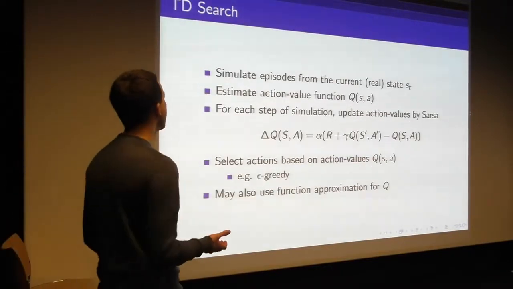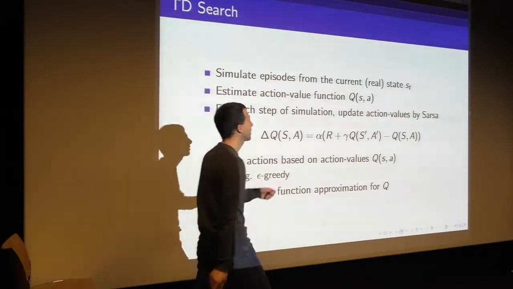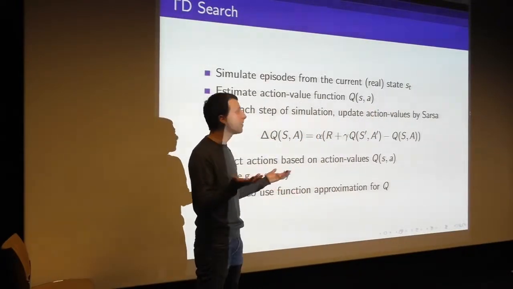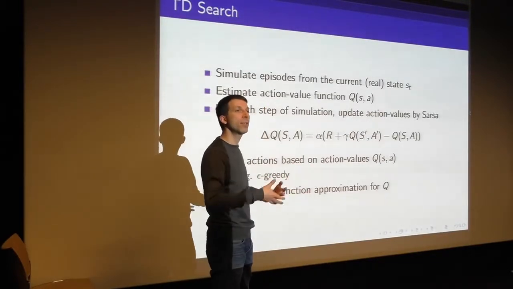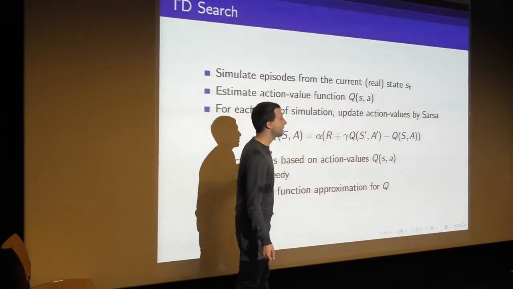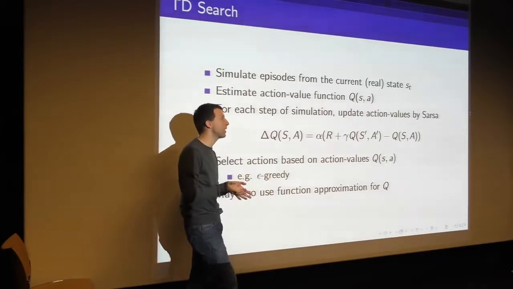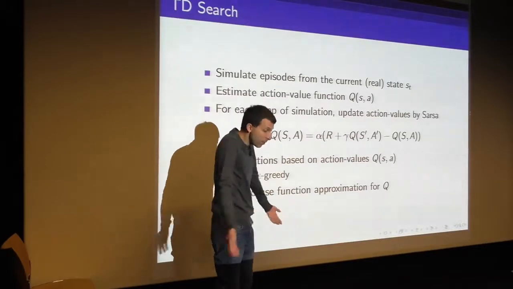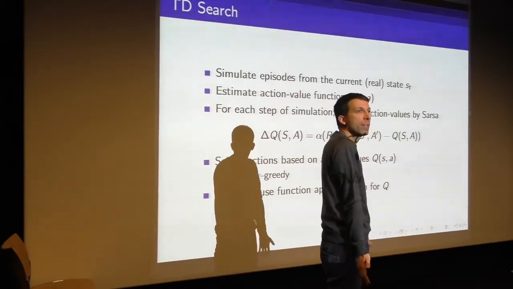So what does it look like? Well, we're going to start again from our real state, our start state. This S_t is now, our moment now. But now we're going to estimate an action value function, and we can store this in the nodes of our search tree. But for each step of simulation, instead of waiting until the end of the episode and taking the return of that whole episode and estimating values by the mean return, we estimate it by temporal difference learning, by bootstrapping. The value of being in this node here is the reward which I got for one step plus the value of the node I ended up in after that.